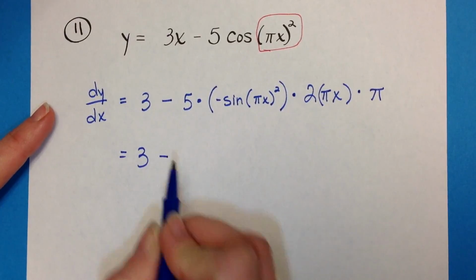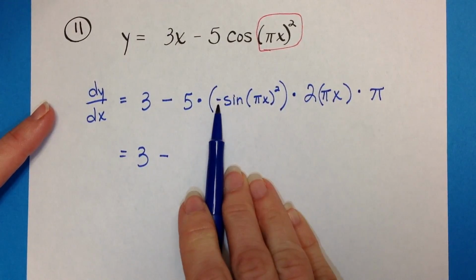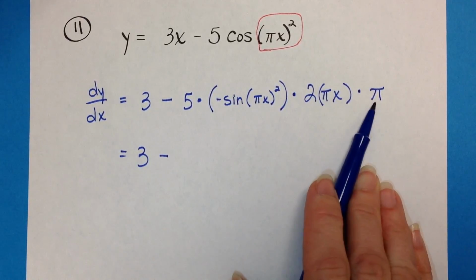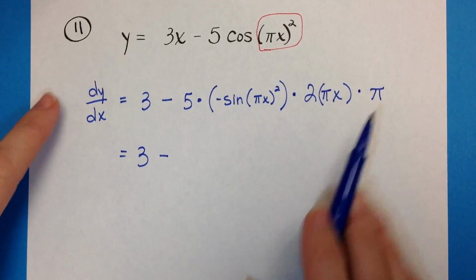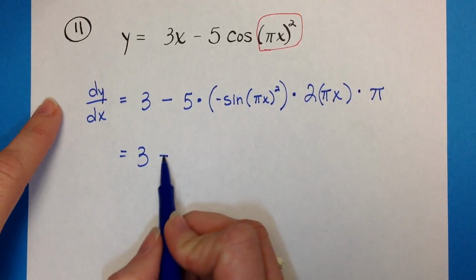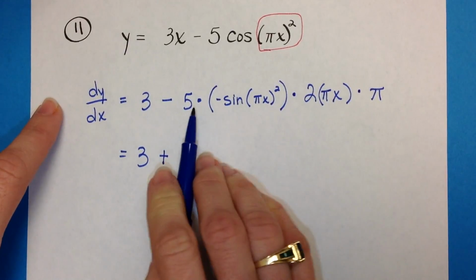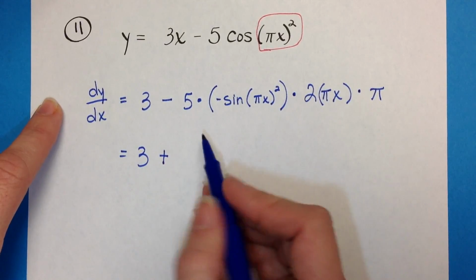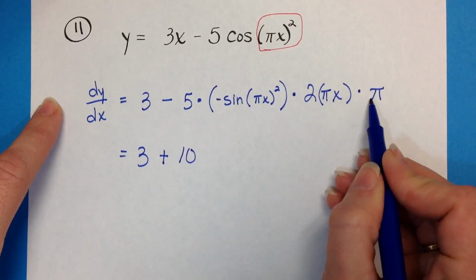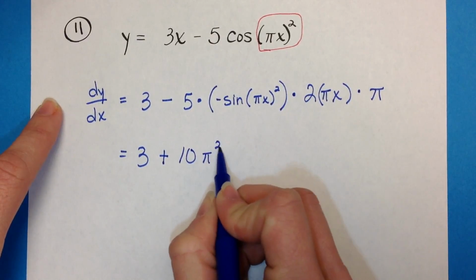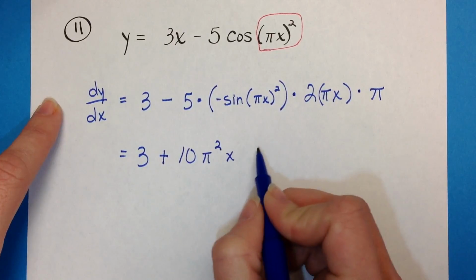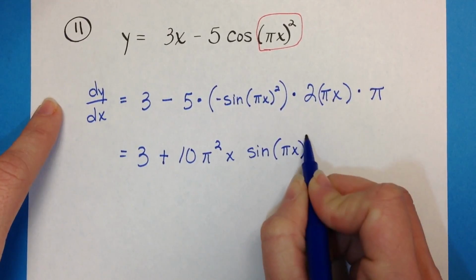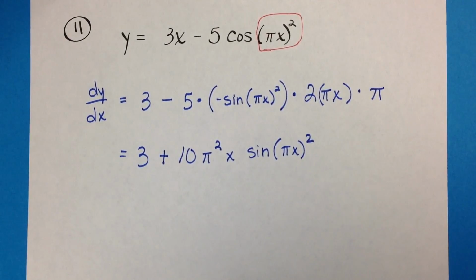Alright, so we have 3 minus. Okay, I can multiply the 5 times the negative 1 times the 2 times the pi times the pi. I mean, all that's being multiplied. So this actually we can change to plus, because this will end up making it negative. So minus a negative we change to plus. So 2 times 5 is going to give me 10. The pi times the pi we can just write as pi squared. And then we've got the x, and then we have sine of pi x squared. So this would be about as simple as you could take it.